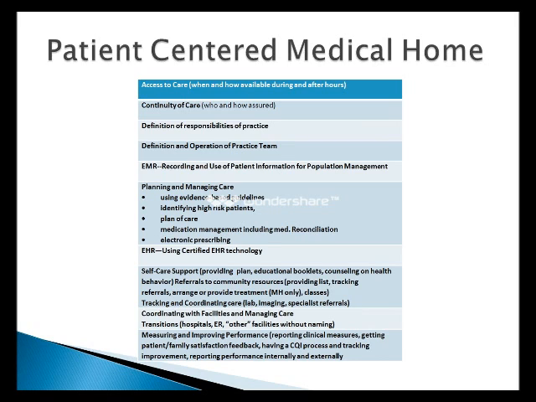And then again, touching on the plan of care is this next area of planning and managing care, using evidence-based guidelines, identifying high-risk patients, having in place a plan of care, medication management, including medication reconciliation and e-prescribing. So we see that as one important element of the patient-centered medical home, or standards that would develop that would be similar to the patient-centered medical home, which again include the requirement for a plan of care. EHR, using certified EHR technology, and then self-care support, referrals to community resources, tracking and coordinating care, coordinating with facilities and managing care transitions, and measuring and improving performance, and having a CQI, continuous quality improvement, process in place.